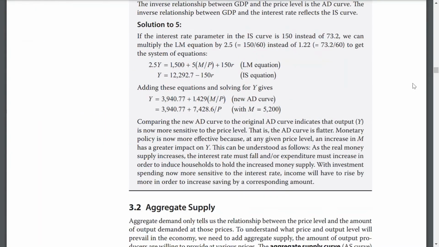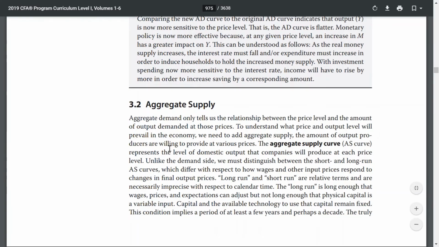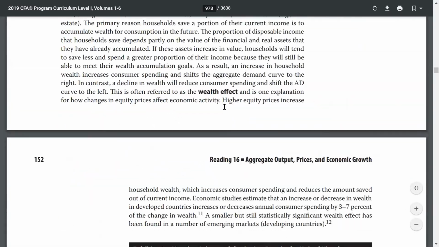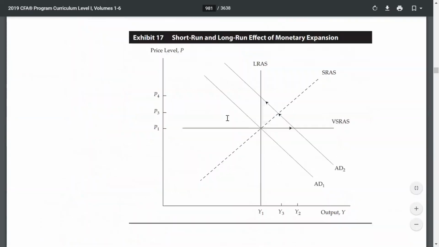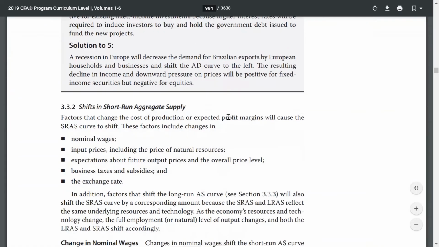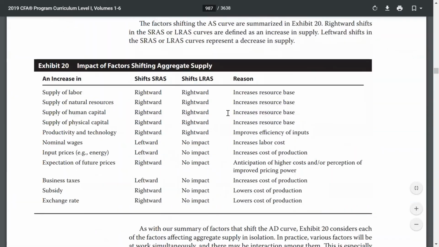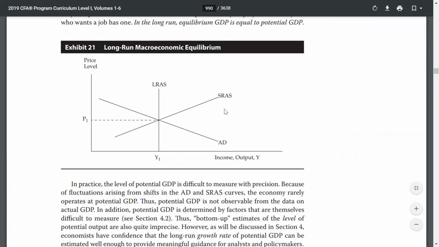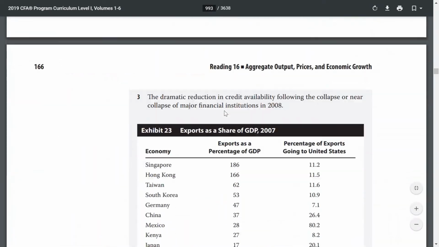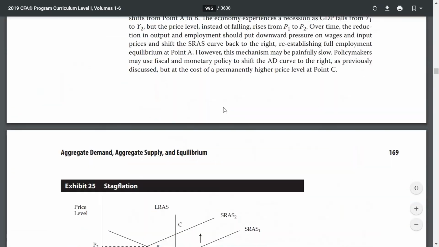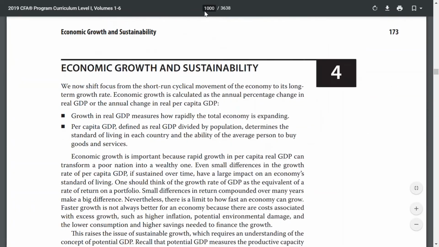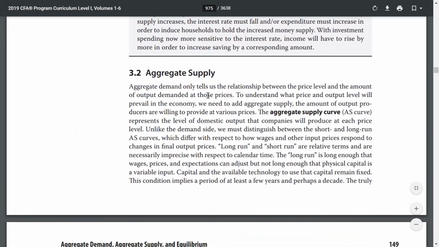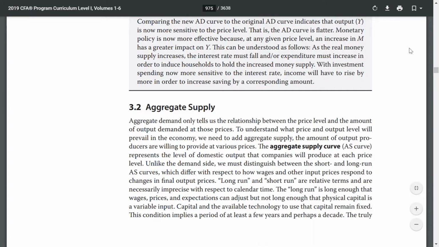Okay, aggregate supply on 975. I want to see how much I still want to read for this today. Okay, I think I'll stop my reading for today, and I'll continue the reading next time. Okay, goodbye.